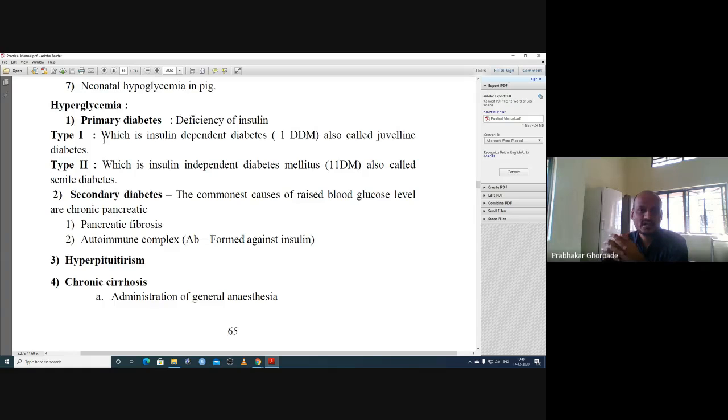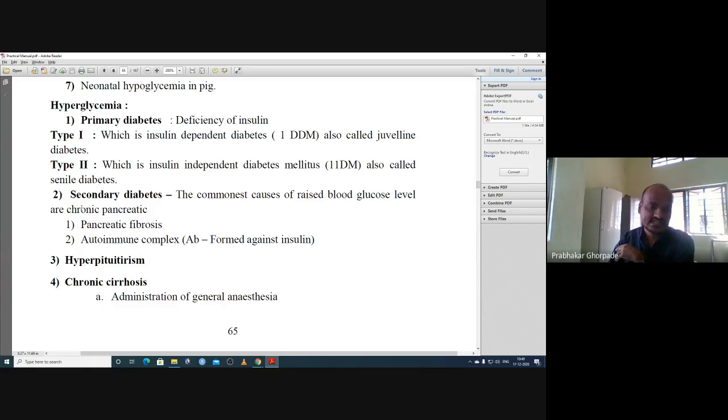Juvenile diabetes, type 1 diabetes, is the insulin dependent diabetes. So already we saw the pancreas is not properly secreting insulin, so that is type 1 diabetes. In type 2 diabetes, insulin is present, but the receptors for insulin are defective, so that is insulin independent. Though insulin is present, your cell cannot accept the glucose because the receptor for insulin is defective. The insulin, though it is present, cannot attach to the receptor, and the glucose entry inside the cell cannot be done. So that is type 2 diabetes mellitus.